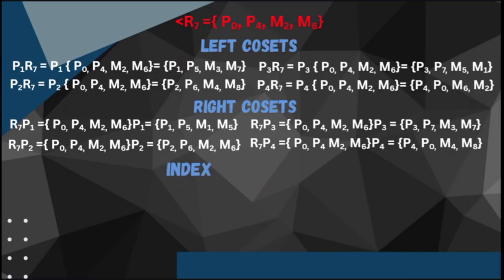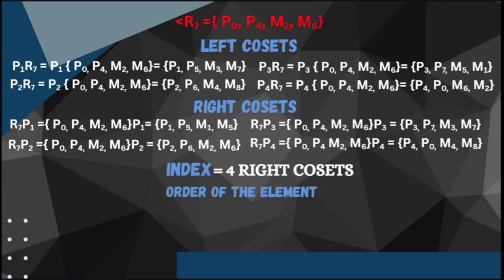For our index, we have the total number of right cosets. We have 4 right cosets. And order of the element: rho sub 0, we have 2; rho sub 4, we have 2; mu sub 2, we have 2 also; and mu sub 6, we have 2. For the next subgroup, we have R sub 8, whose elements are rho sub 0 and rho sub 4.